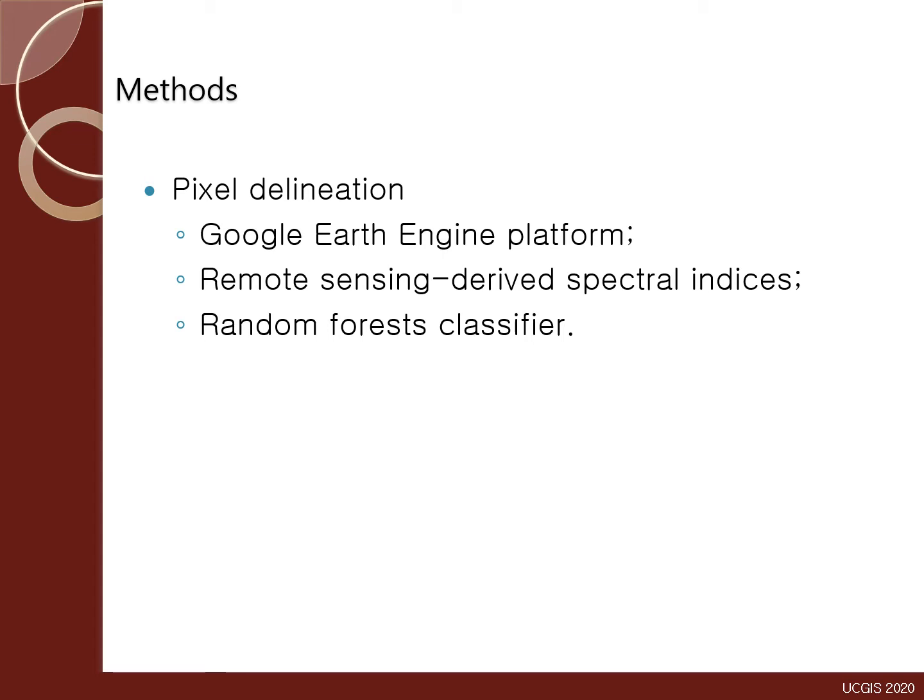As different types of land cover have different spectral characteristics, remote sensing derived spectral indices are commonly used for coastal mapping. In this study, we use the automated water extraction index, which is AWEI, the normalized difference water index, which is NDWI, the modified normalized difference water index, which is MNDWI, and the normalized difference vegetation index, which is NDVI.